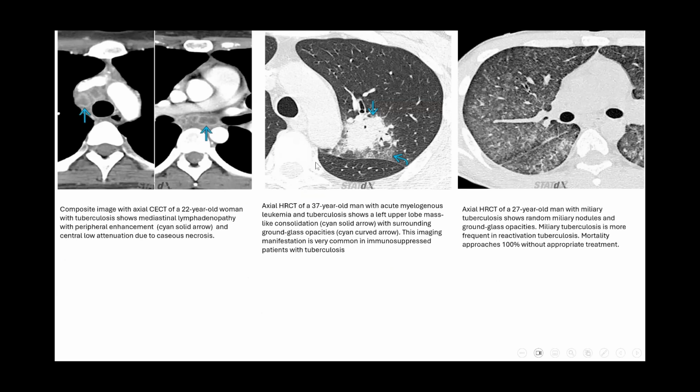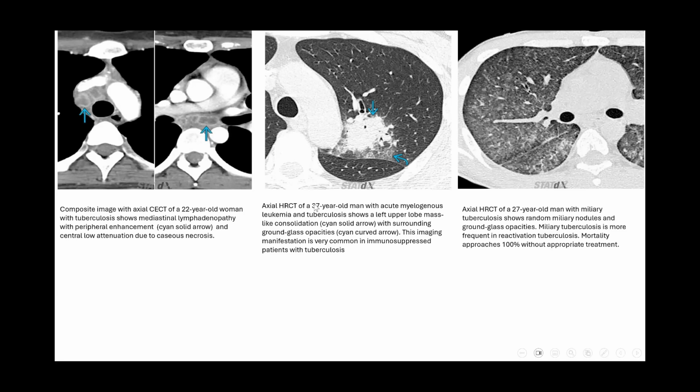So this is the first one. This is a 22-year-old woman with TB, showing multiple enlarged mediastinal lymph nodes, and you can see they appear low attenuated centrally, and at the periphery there is a wall that shows hyperenhancement. So this is called necrotic lymph nodes. Usually it is due to TB rather than malignancy, rather than sarcoidosis, rather than lymphoma.